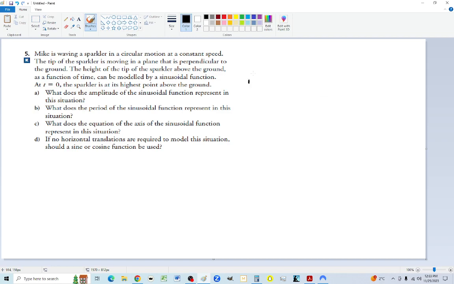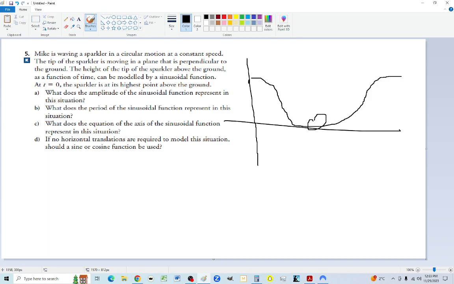So that almost tells you right away at t0, we should be using a cosine curve. We should also assume he never goes past the ground. The height of the tip of the sparkler as a function of time is a sinusoidal function. At t0, the sparkler is at its highest point. Now, he's not going to hit the ground with that, so we should add a certain distance.